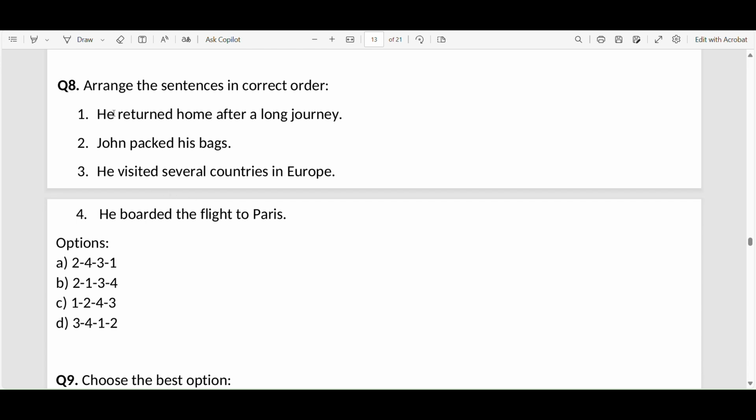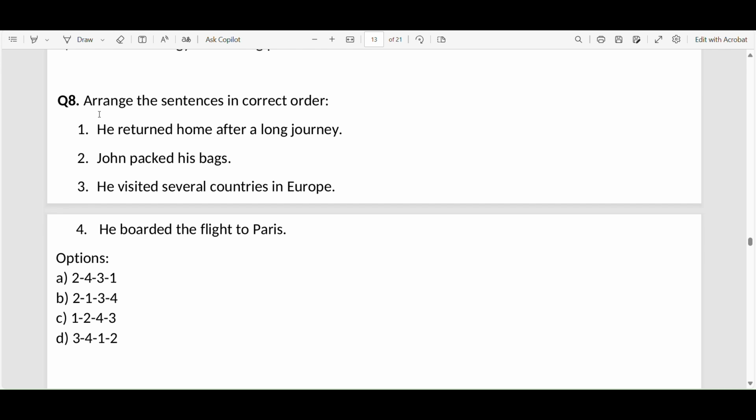So after John packed his bags, let's read the remaining ones. He returned home after a long journey. What? After packing bags, how can he return home, right? So that's not good. And he visited several countries in Europe. Okay, this would be the correct one. And he boarded the flight to Paris. Yes, this would be the exact one after the second one. So two is the first one, and the second one is four. And let's see the third one. What is the third one?